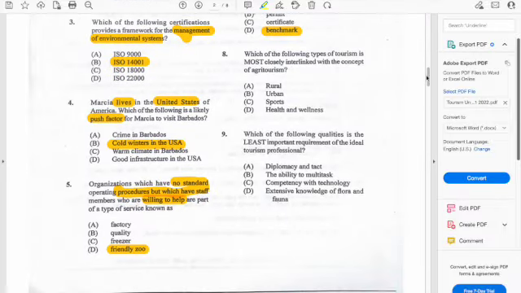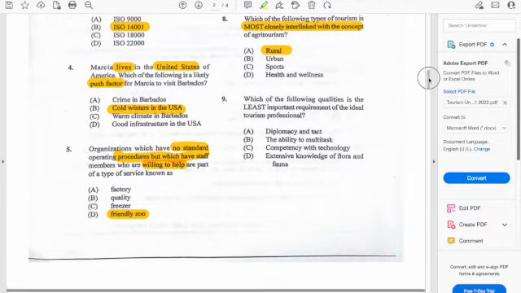Which of the following types of tourism is most closely interlinked with the concept of agri-tourism? It would be rural, because we know that most rural communities would be able to tap into agritourism because they are already farming communities, they are already engaged in agriculture.